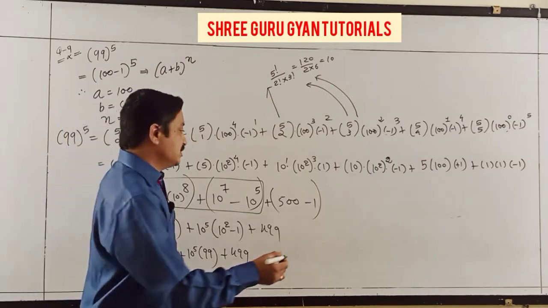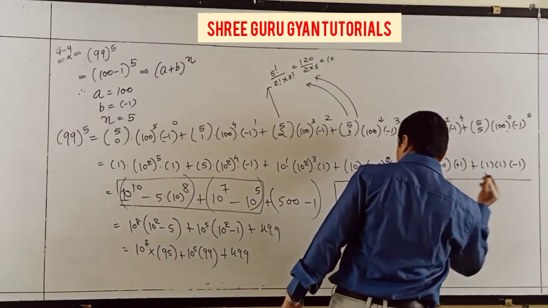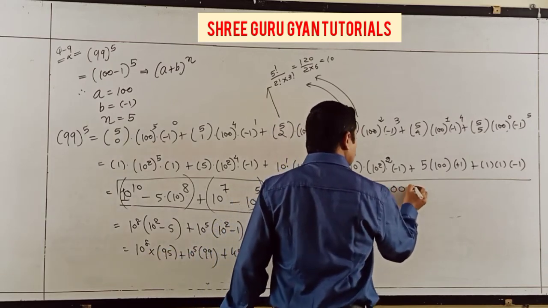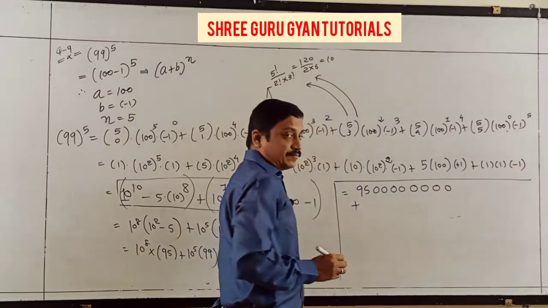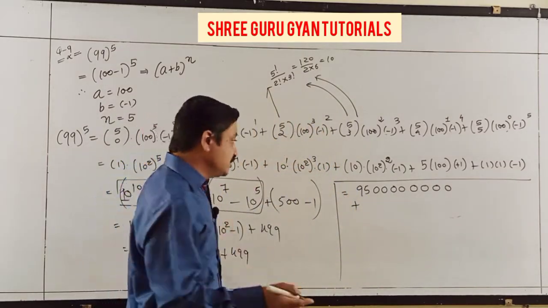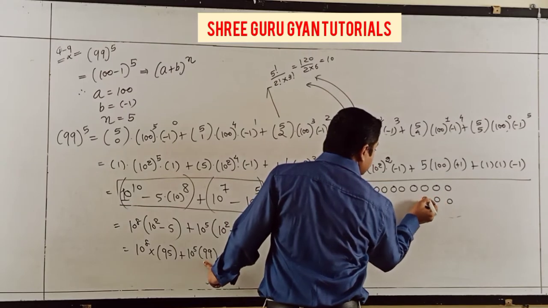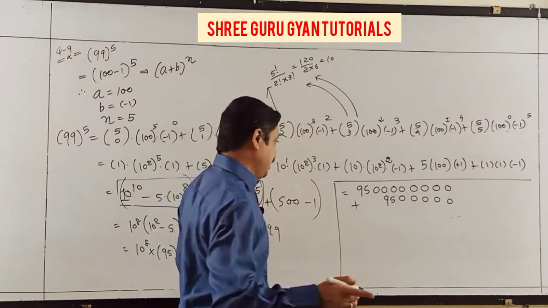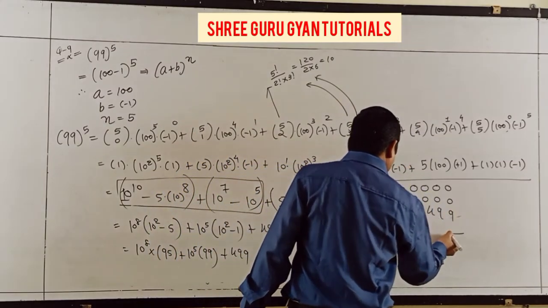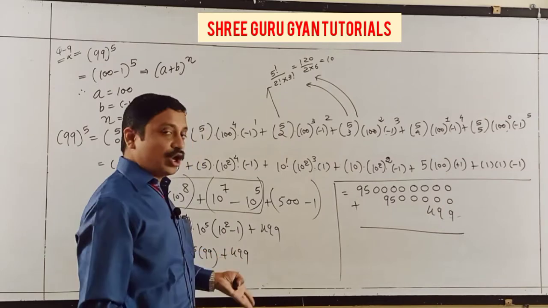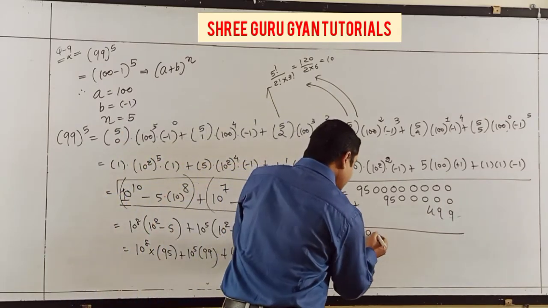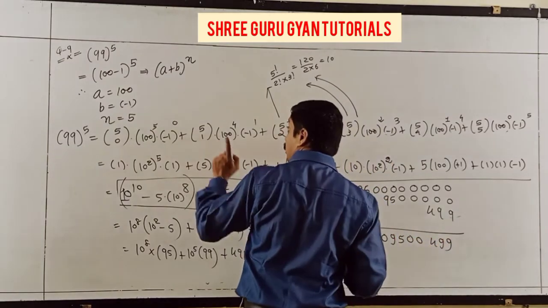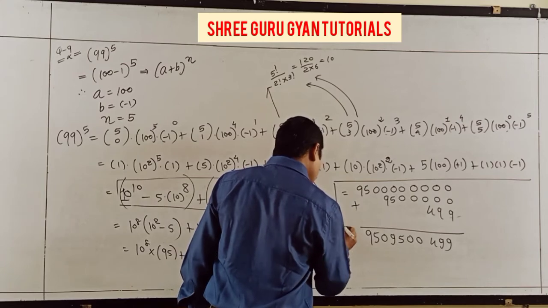Now finally, you can get your answer. One of the data is 95 with the 8 zeros, plus secondly 99 with the 5 zeros. So 1, 2, 3, 4, 5 with the 95 and last 4, 99. Just operate the addition, it is all easy. So my value is 9500, 4, 99. That is your answer for 99 raised to the 5th power.